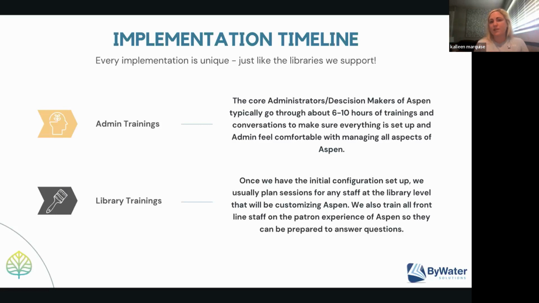The final piece to this with the training is that we train all frontline staff on the patron experience. So your catalogs are really already completed. And what we want to do is make sure that they feel really confident on answering all of those questions that patrons are going to have the first time you launch a new product. So how do you log in? Where are my checkouts and holds? How can I search? How do I make a list? So we'll walk through all of those things with your frontline staff so that they really feel comfortable and confident speaking to patrons about your library catalog.